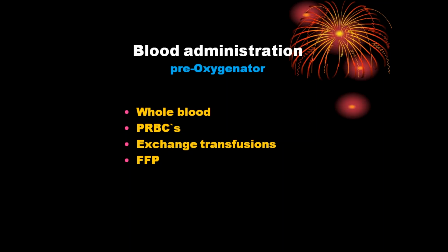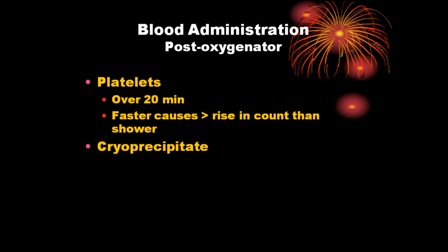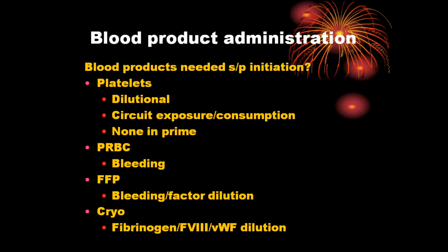Certain components of blood, like the platelets and cryoprecipitate, are certainly administered post-oxygenator. The reason is that cryoprecipitate and platelets can cause clogging in the oxygenator tubules, so they have to be administered post-oxygenator. Now the blood products are the platelets, the packed RBCs, the FFPs, and the cryo, and they are needed before initiation.